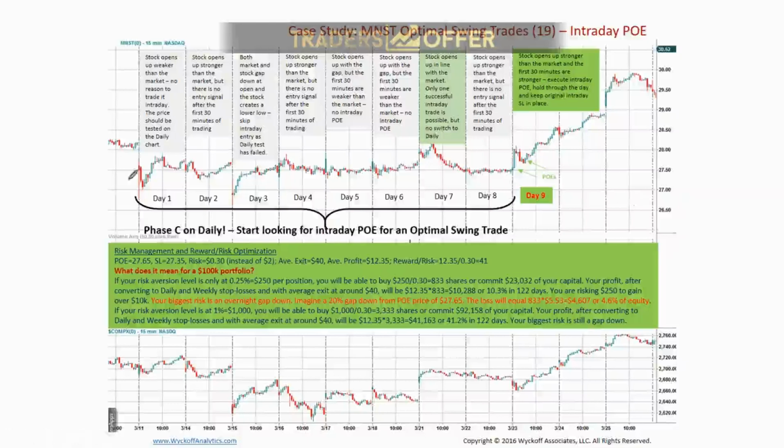So on the first day, a lot of supply that requires testing. So I don't want to come in on day number 1. Second day, there is some kind of testing here, but there is no entry signal after the first 30 minutes of trading. And this is one of the requirements that I have for the day trading technique that I use for stocks.